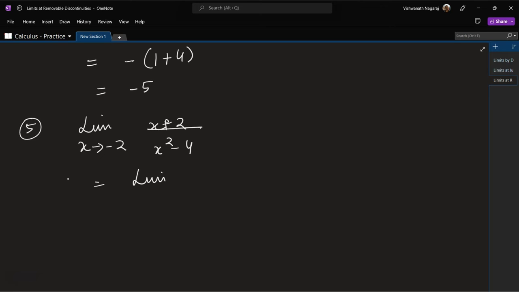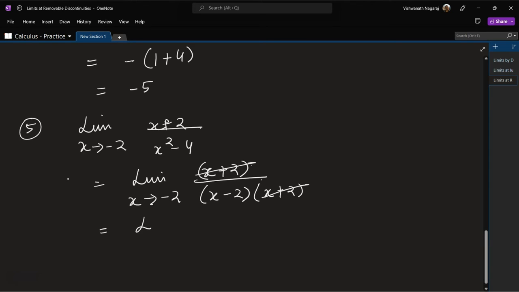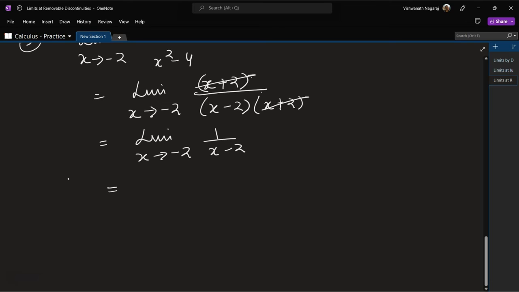So let's take limit as x approaches minus 2 of x plus 2 by, now a square minus b square is a plus b times a minus b. So x minus 2 times x plus 2. So x plus 2 cancels. Limit as x approaches minus 2 of 1 by x minus 2. And now we can do direct substitution. So this would be equal to 1 by minus 2 minus 2, which is equal to 1 by minus 4, which is minus 1 by 4.